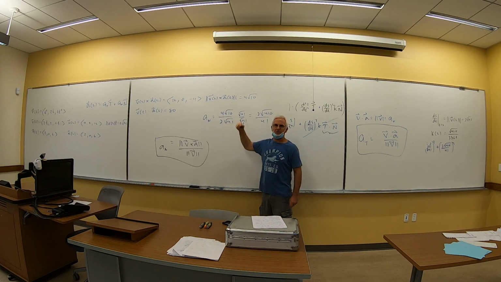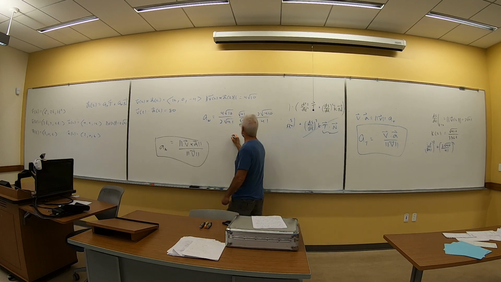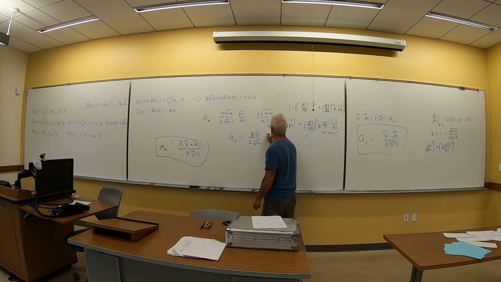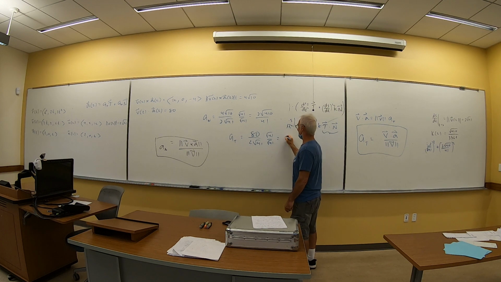Oh, okay. Could I leave it like this? Yeah. Well, I'd cancel the 4 and the 2, obviously. And then what would AT be? Well, that would be the dot product over 2 root 41. Well, that doesn't look like my answer. Well, if I do this, then what does it look like? 40 root 41. Is that what it was? No, hold on. Is that right?